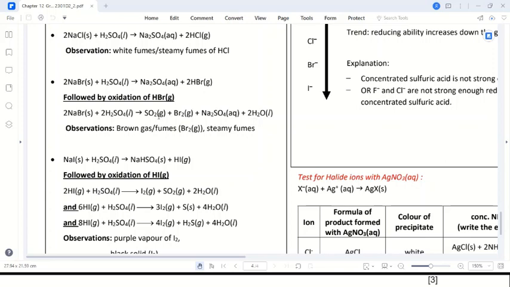From this further reaction, you get sulfur dioxide, bromine, sodium sulfate, and also water. This was not happening in the reaction between sodium chloride and concentrated sulfuric acid. So for concentrated sulfuric acid with sodium chloride, only acid-base reaction, but with sodium bromide, acid-base reaction and then redox. So now let's go back to the question again.